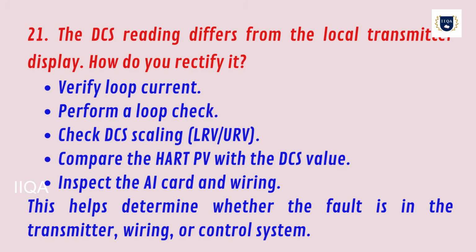The DCS reading differs from the local transmitter display. How do you rectify it? Verify loop current. Perform a loop check. Check DCS scaling, LRV-URV. Compare the HART PV with the DCS value. Inspect the AI card and wiring. This helps determine whether the fault is in the transmitter, wiring, or control system.